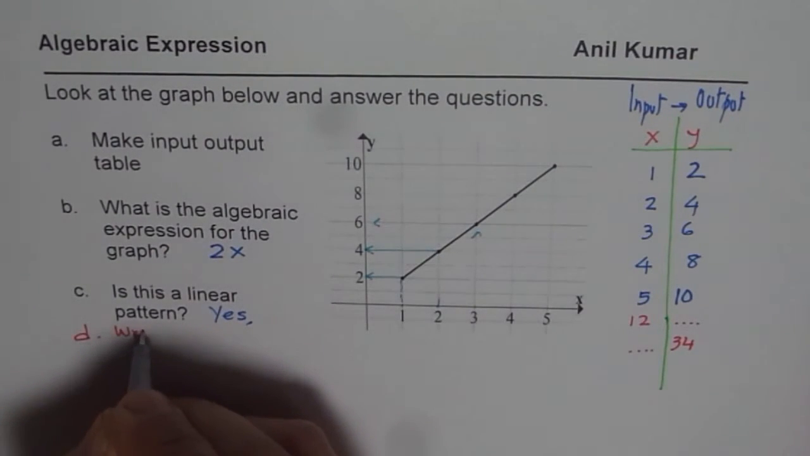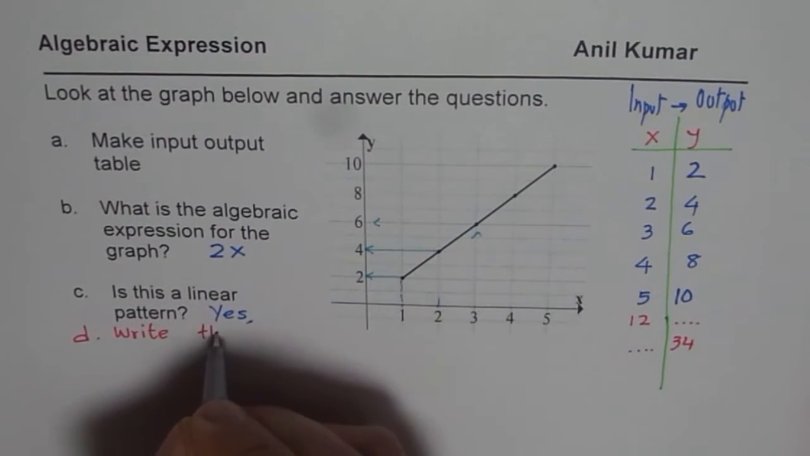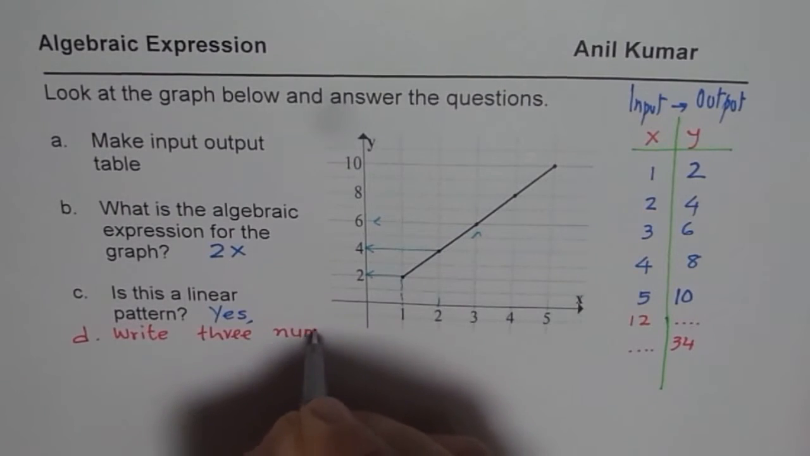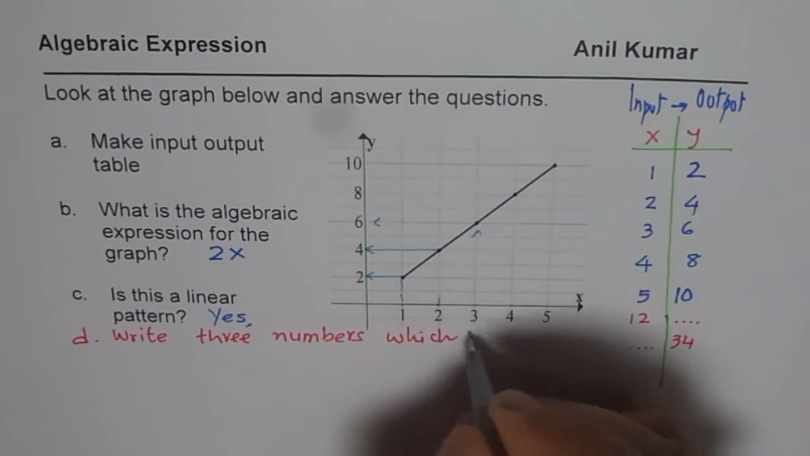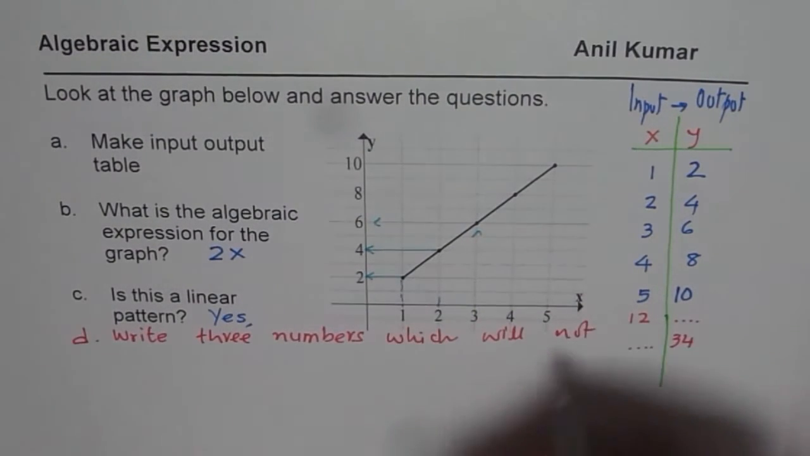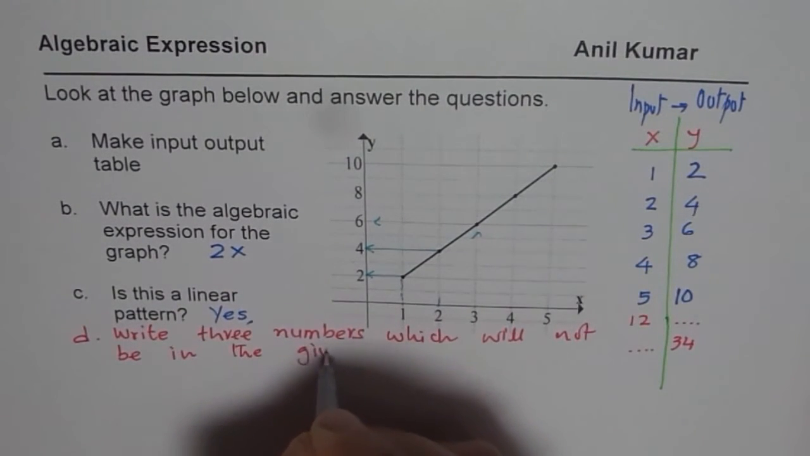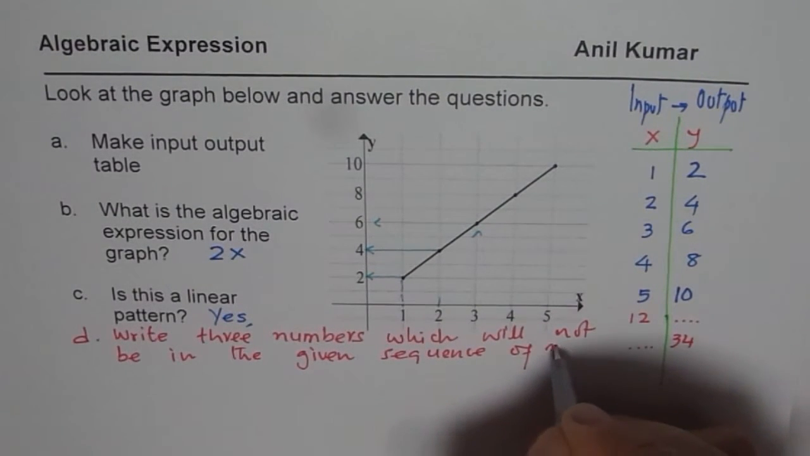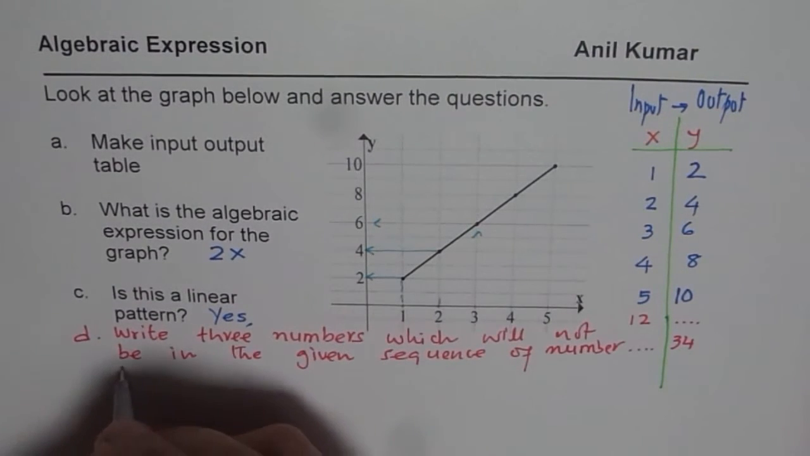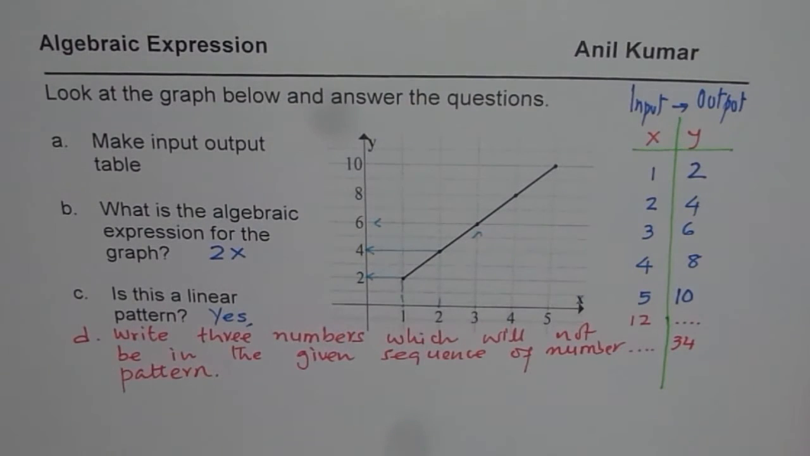And you write 3 numbers which will not be in the given sequence of number pattern. So write 3 numbers which will not be in the given sequence of number pattern.